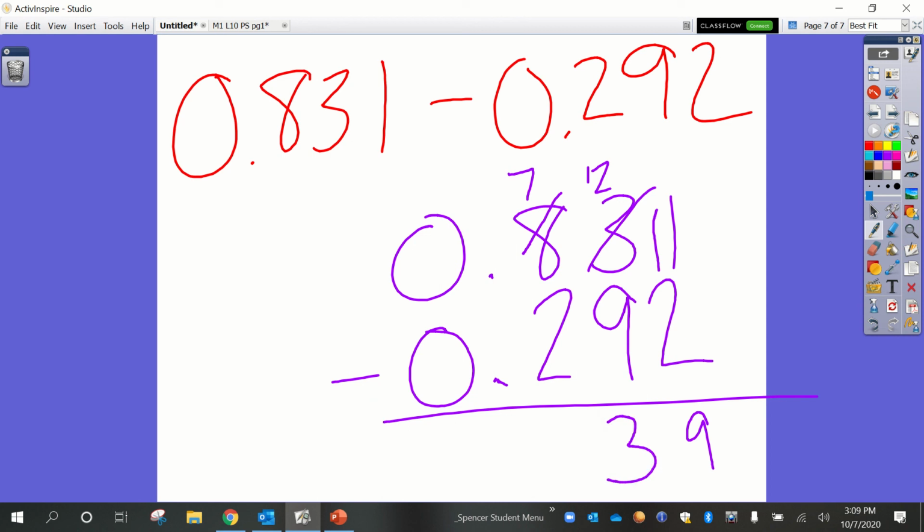Now with our tenths, we're ready to go. 7 tenths minus 2 tenths is 5 tenths. Decimal, keep bringing your decimal down. 0 minus 0 is 0. So our answer for 831 thousandths minus 292 thousandths is equal to 539 thousandths. All right, let's do it again.